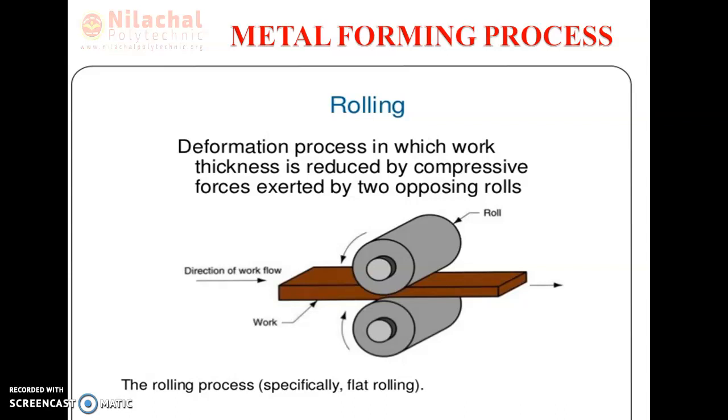Here in rolling, as per the definition, rolling is the most rapid method of forming metal into desired shapes by plastic deformation in between rolls. That means we have two rolls, and the workpiece has to pass through them. It is a deformation process in which work thickness is reduced by compressive forces exerted by two opposing rolls.